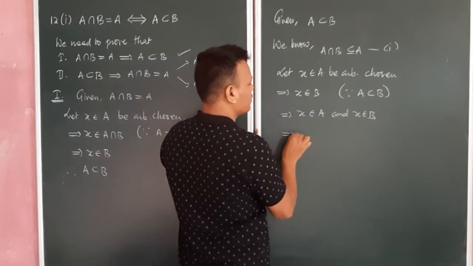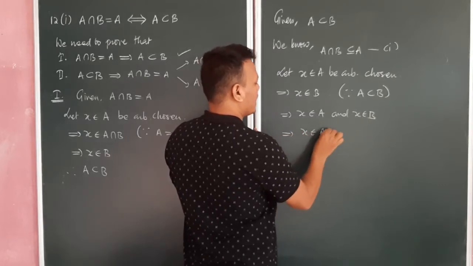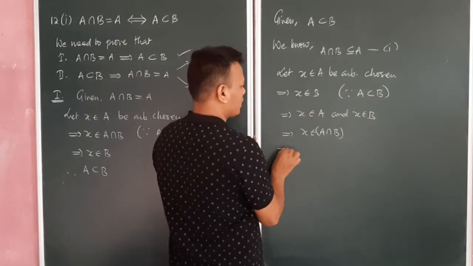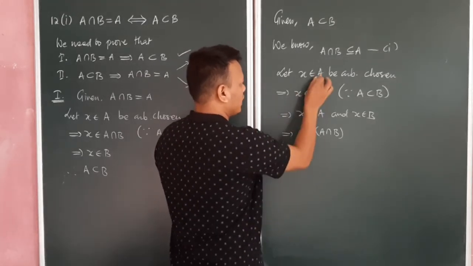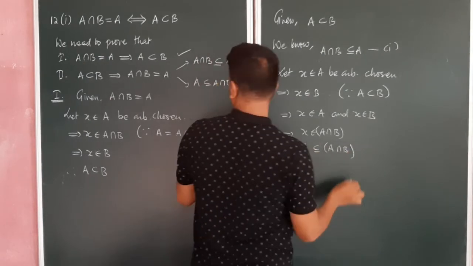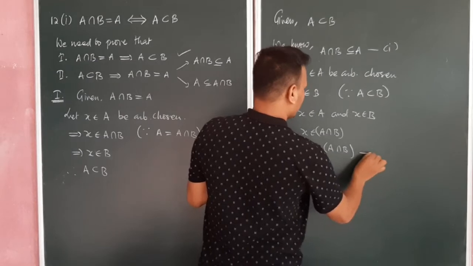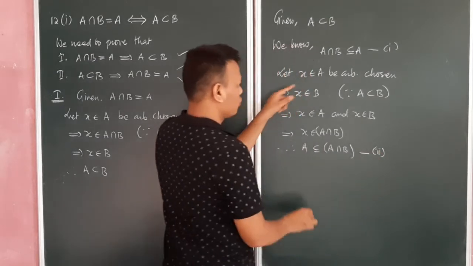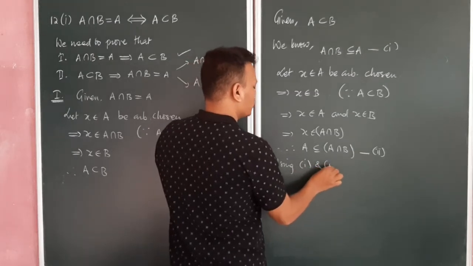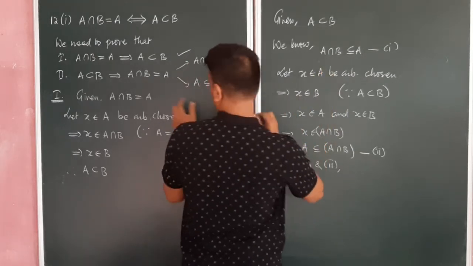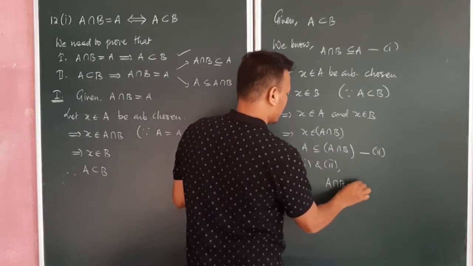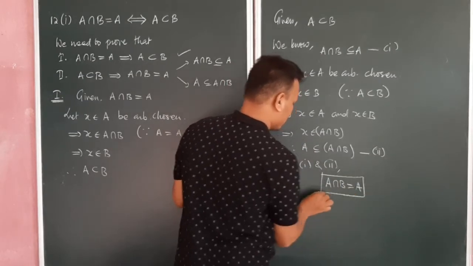Now what is the meaning of this? This means that X belongs to A intersection B. So we can say that therefore A is a subset of A intersection B. So we have shown this part as well. So let me call this equation 2. So using 1 and 2, we showed that this happens, isn't it? So we have A intersection B equals A. So pause the video and note it down.